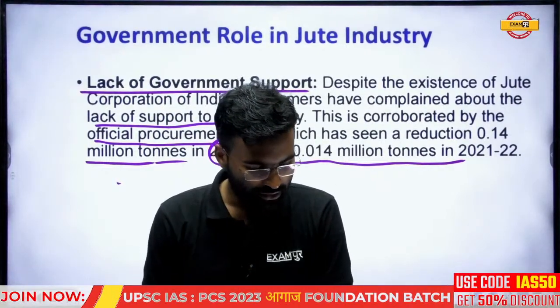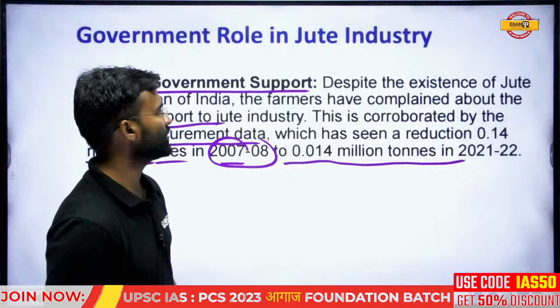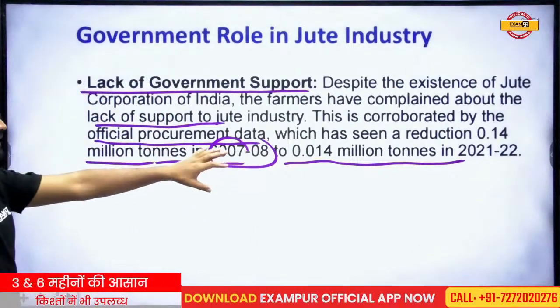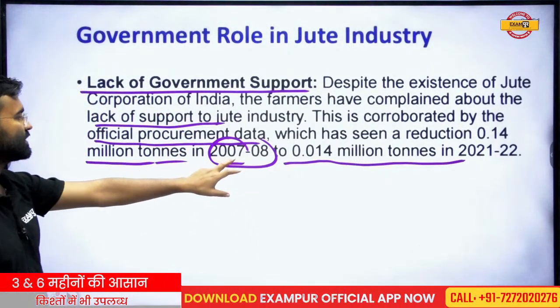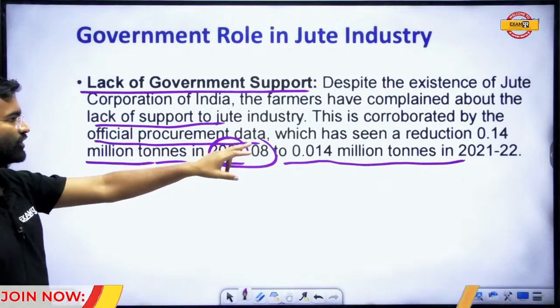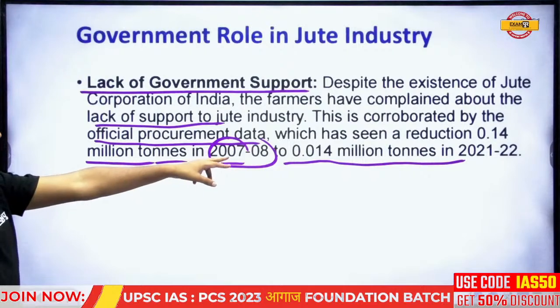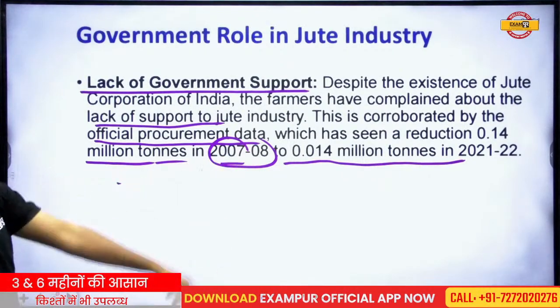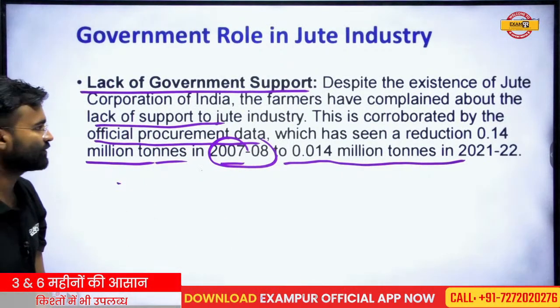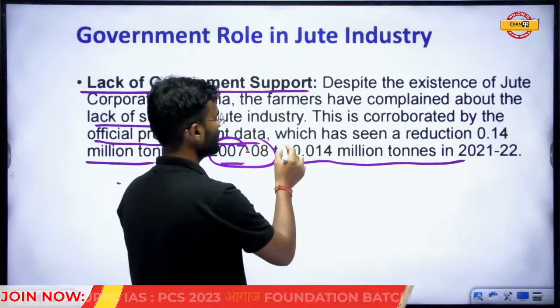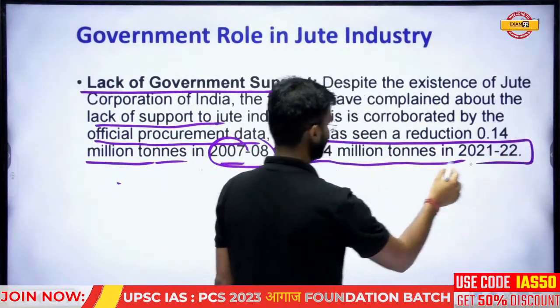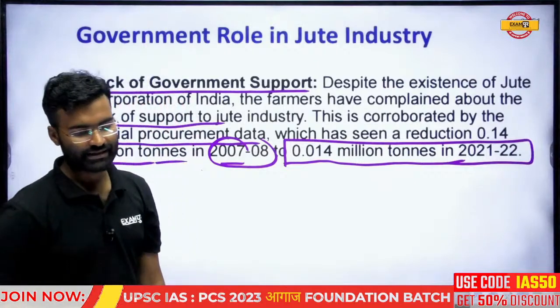So, okay, this is the declination. This is the data, which was provided for 2007 to 2008. A reduction of 0.14 million ton was seen then, and now a 0.014 million ton reduction is also seen in 2021-2022. So this is the problem.